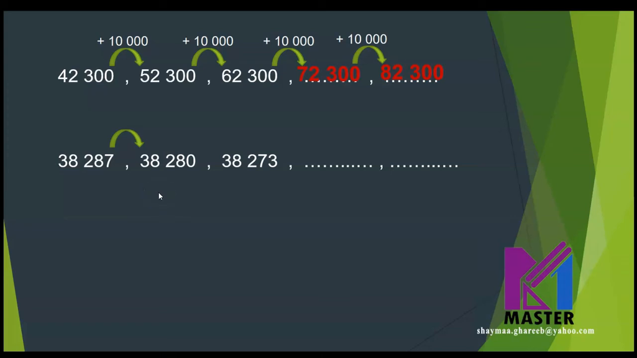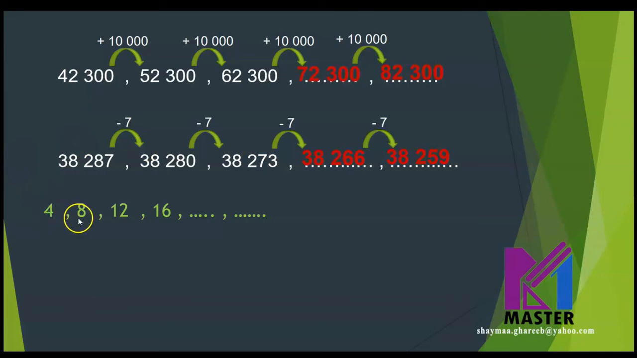38,280, which means I subtracted 7. Let's check the next two. 280 became 273, which means I subtracted 7. So it will continue the same way. I will subtract 7 every time. So it will be 38,266. Then when I subtract 7, it will be 38,259. Now look at this sequence: 4, 8, 12, 16.